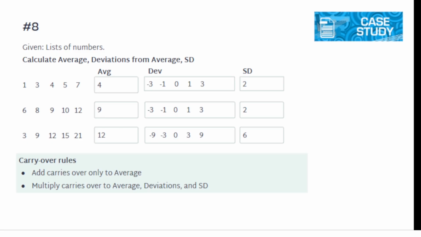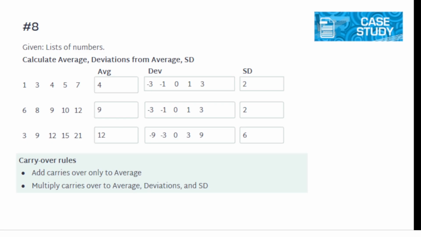So what happens when we add a fixed number to all the numbers in our data? We will see the same amount is added to the average. So if we add 5 to all the data points, your average is also increased by 5. So you can see 4 plus 5, 9. But no change you will see in your deviation and your standard deviation.